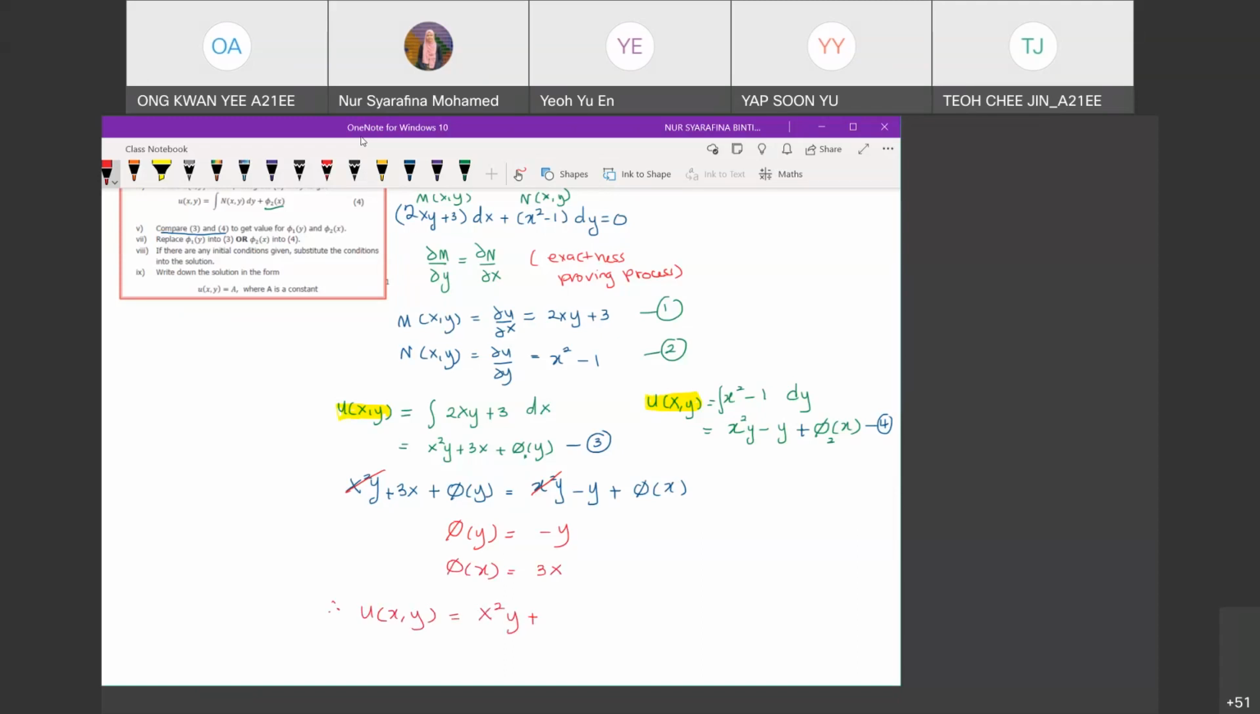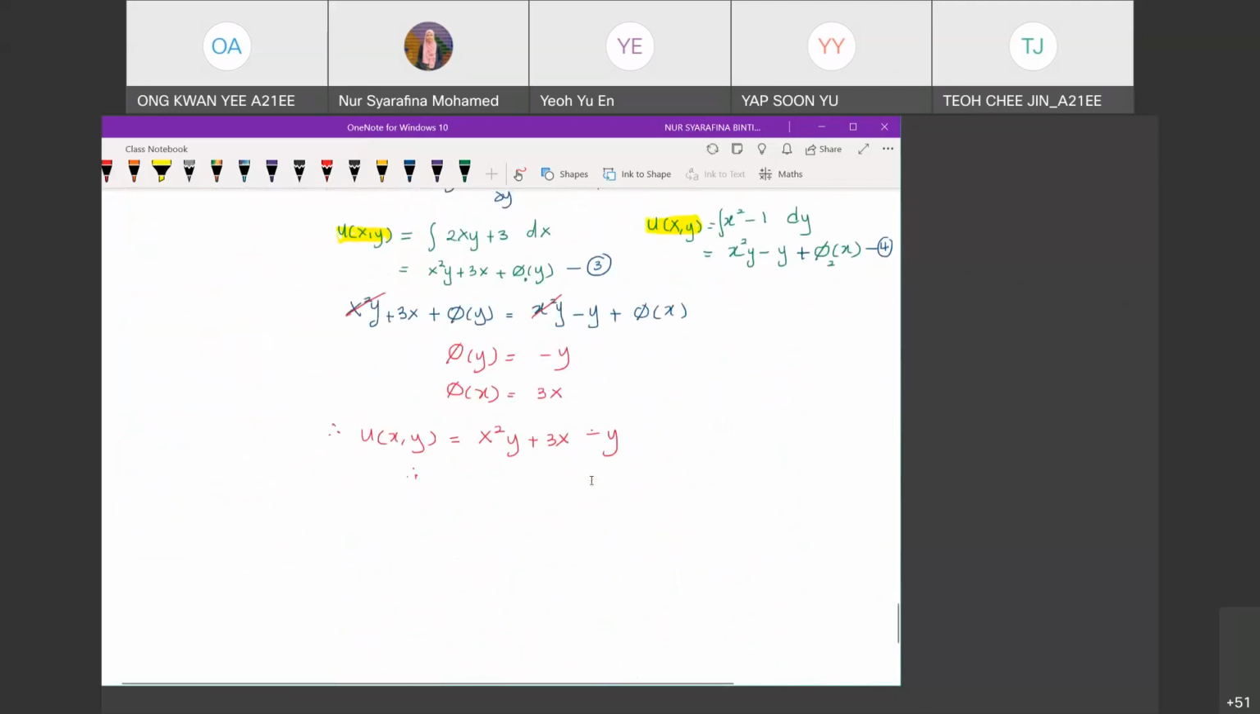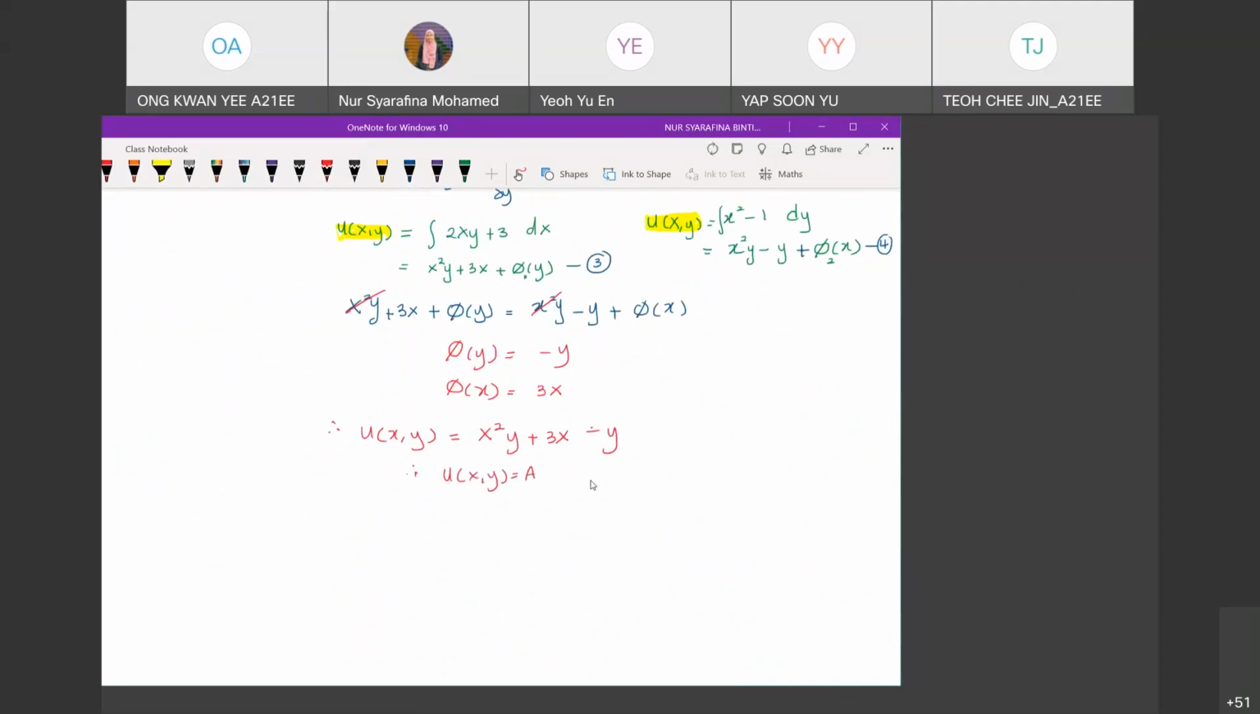Then just substitute. So your u(x,y) equals x squared y plus 3x minus y. Sorry, we have 3x here. And then the final answer should be written in terms of u(x,y) equals a. So u(x,y) equals a becomes x squared y plus 3x minus y equals a.